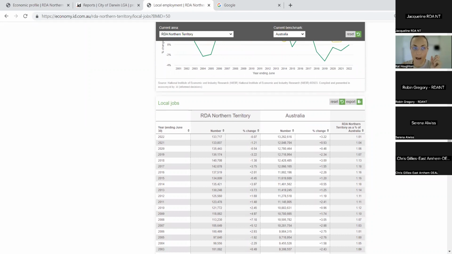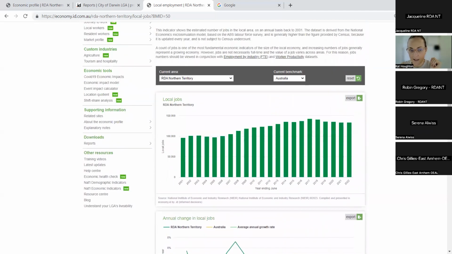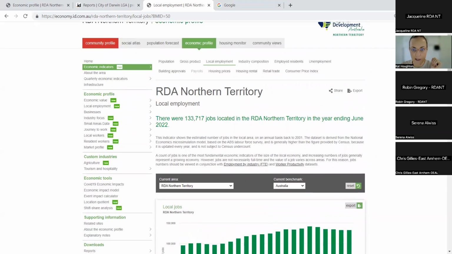So thinking about, and I know there's been some really nice strategies in the NT, and I hear lots of information on the radio and things like that around jobs, working in Darwin and the Northern Territory, particularly in your police services and hospitals as well. And so you are reaching out beyond the borders to be able to tap into employment markets. So that's your gross product and your local employment. Two really important things for you guys to look at.